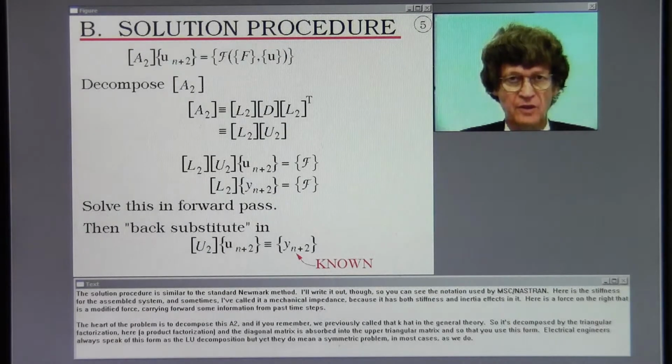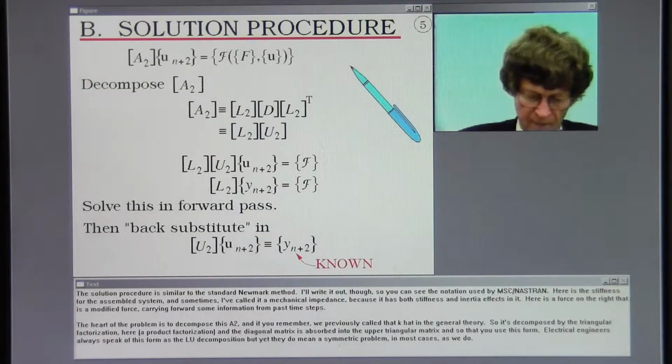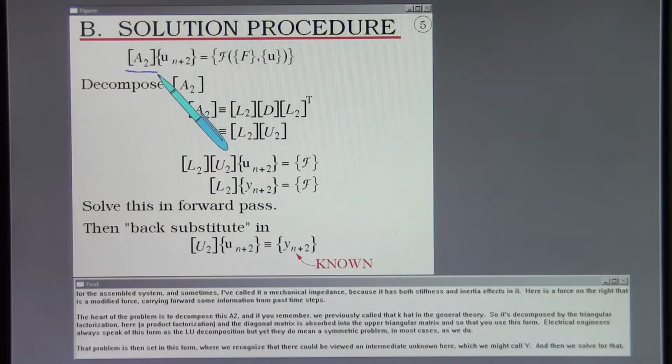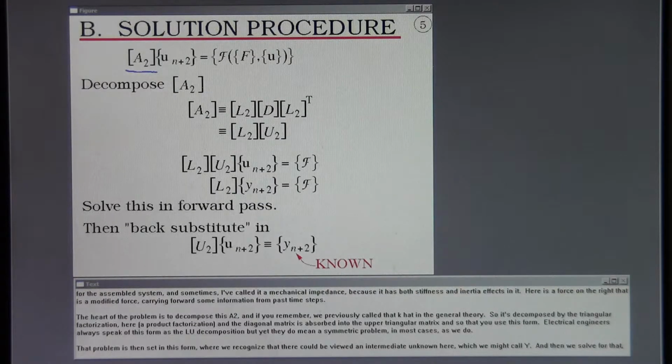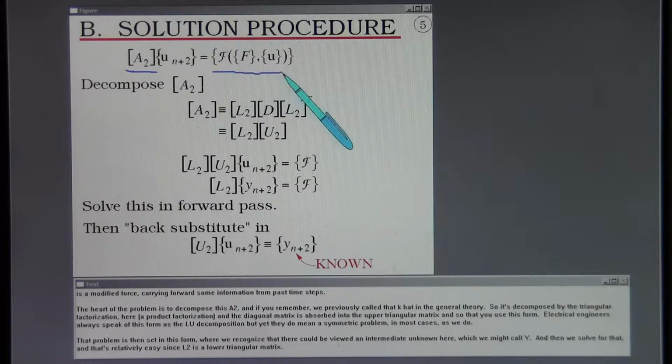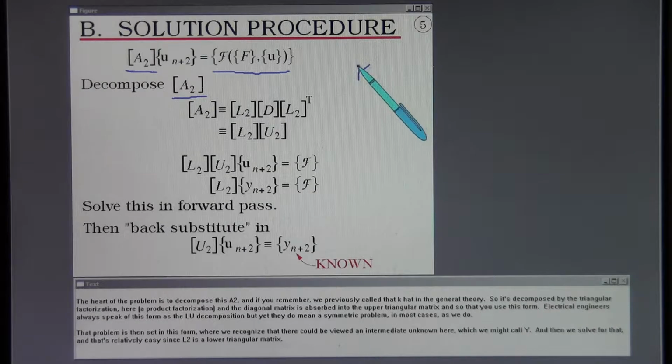The solution procedure is similar to the standard Newmark method. I'll write it out though so that you can see the notation used by MSC Nastran. Here is the stiffness for the assembled system, and sometimes I've called it a mechanical impedance because it has both stiffness and inertia effects in it. Here is a force on the right that is a modified force carrying forward some information from past time steps. The heart of the problem is to decompose this A2, and if you remember, we previously called that K hat in the general theory.